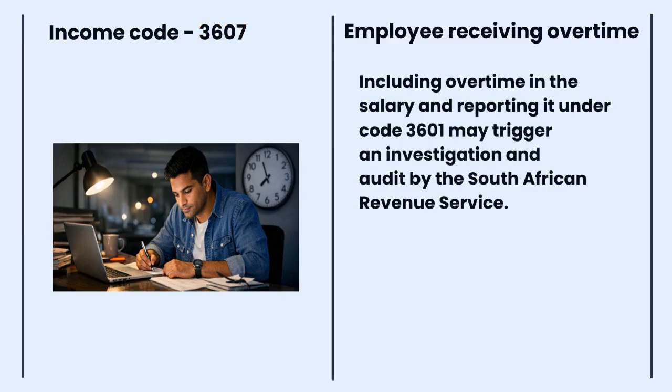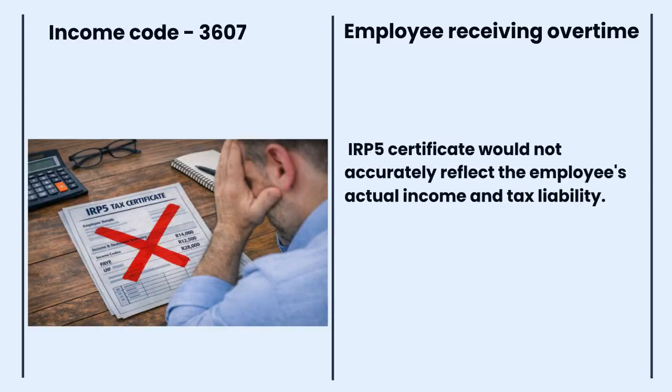Including overtime in the salary and reporting it under code 3601 may trigger an investigation and an audit by the South African Revenue Service, as the IRP-5 certificate would not accurately reflect the employee's actual income and tax liability.